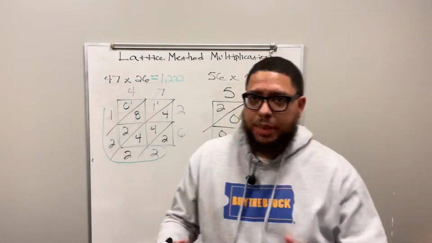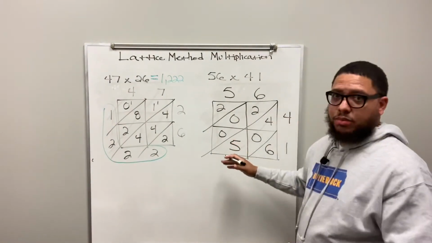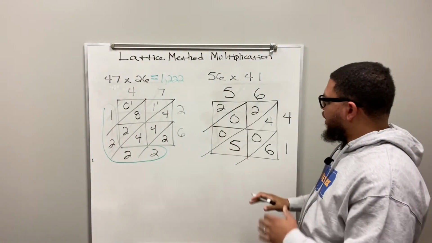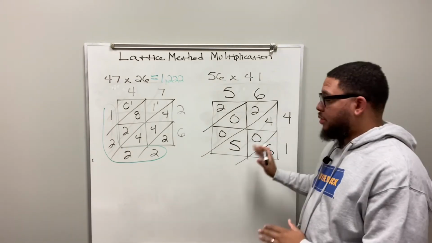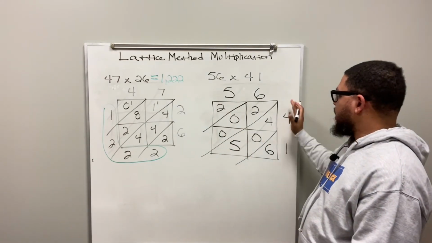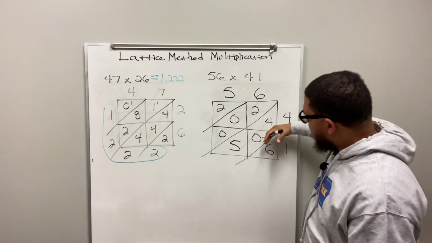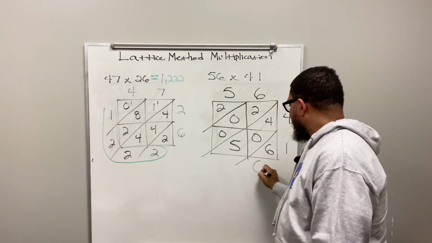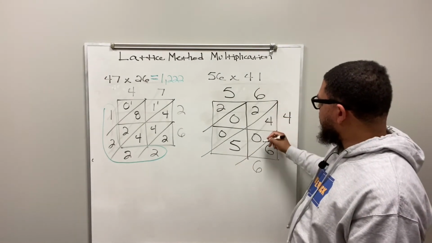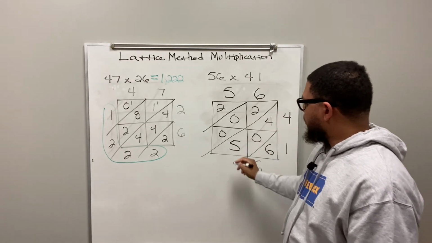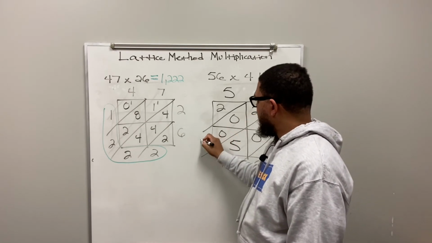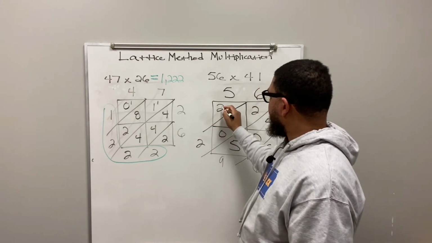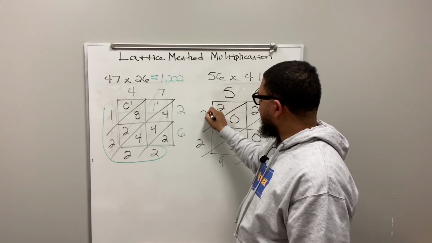All right, so now we got all our numbers set up. We got all of our numbers where they need to be. Now it's time to do our addition. Remember, we only add the numbers that are inside the box. Not the numbers that are outside. Only add the numbers that are inside in the diagonal rows. So we got 6, and then we got 4 plus 0 is 4. 4 plus 5 is 9. Then up here we got 2 plus 0 plus 0 is 2. And then right here we got 2 plus nothing, which is 2.